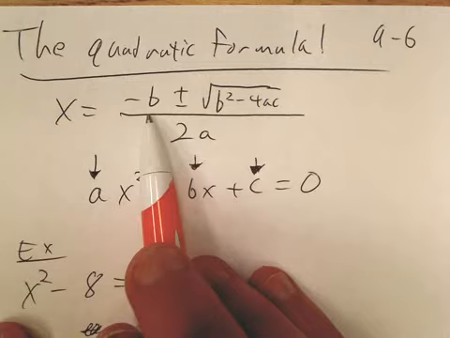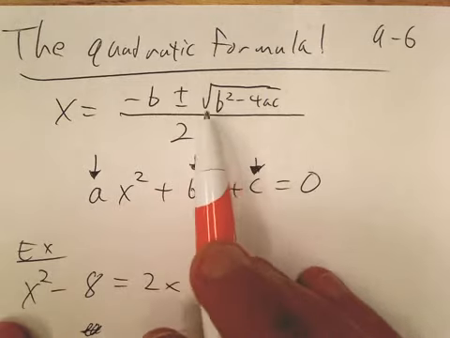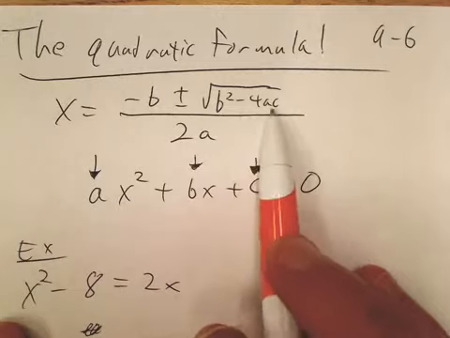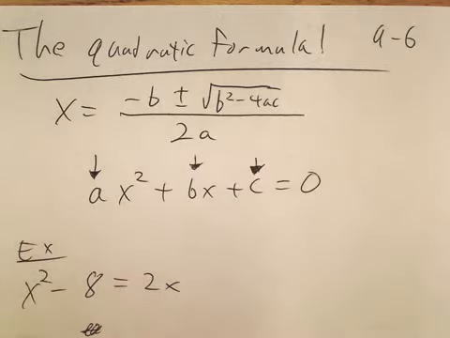So you have negative b plus or minus. We've seen that before, the plus or minus. The square root of b squared minus 4ac, and all that over 2a. And if you ask me nicely, I might sing it for you.